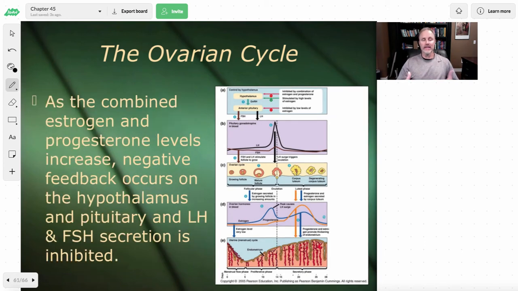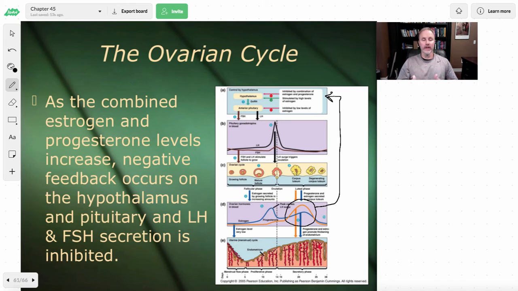Okay, so as these things continue to rise, you can see here you've got this combined effect of the estrogen and progesterone levels being high. It's going to have some feedback on the hypothalamus, and it's going to prevent the release of more LH and FSH, because we don't want to start this process over in case pregnancy does occur, because we don't want another set of follicles to get stimulated.